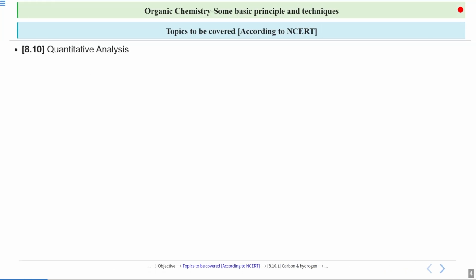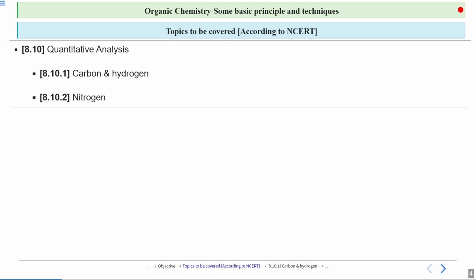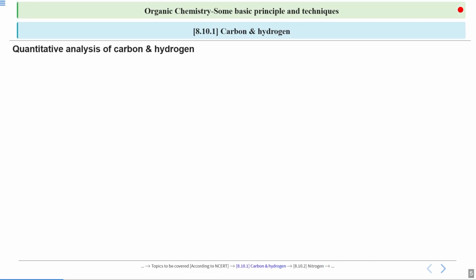If I talk about the specific sections of the NCERT, it would be quantitative analysis, which is 8.10. In that, first we will see the quantitative analysis of carbon and hydrogen, then 8.10.2, which is quantitative analysis of nitrogen. Now, starting with the quantitative analysis of carbon and hydrogen in an organic compound.